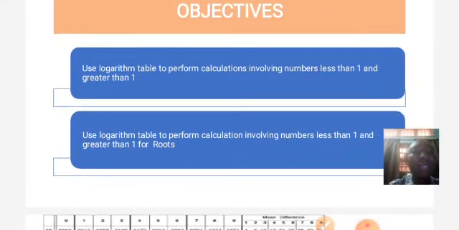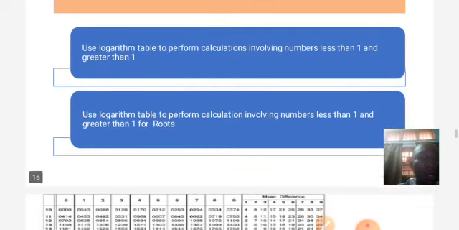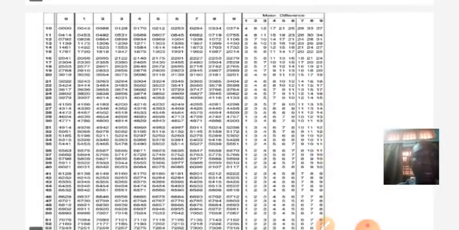By the end of this class, the viewers at home should be able to: 1. Use logarithm table to perform calculation involving numbers less than 1 and greater than 1. 2. Use logarithm table to perform calculation involving numbers that are lesser than 1 as well as those numbers that are greater than 1 for roots. Let's see.